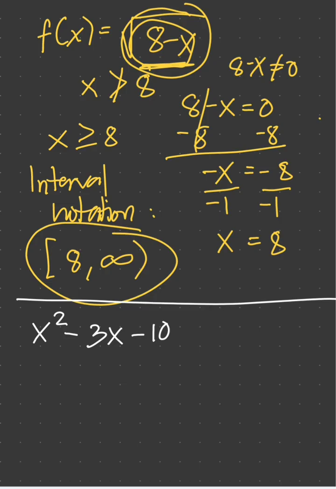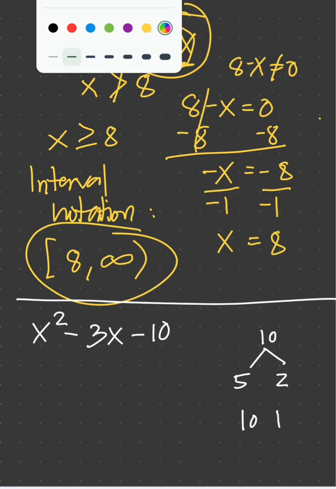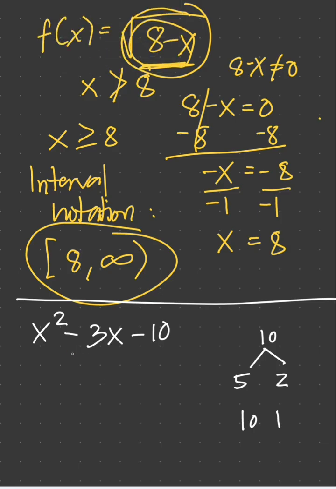So what are the factors of 10? Ten can be what? 5 and 2, right? And 10 and 1. Okay, notice here, this is the technique. Notice here that the coefficient of the middle term is negative 3. And this is the result of adding the factors of 10. So the result is negative, so that means the larger number should be negative.